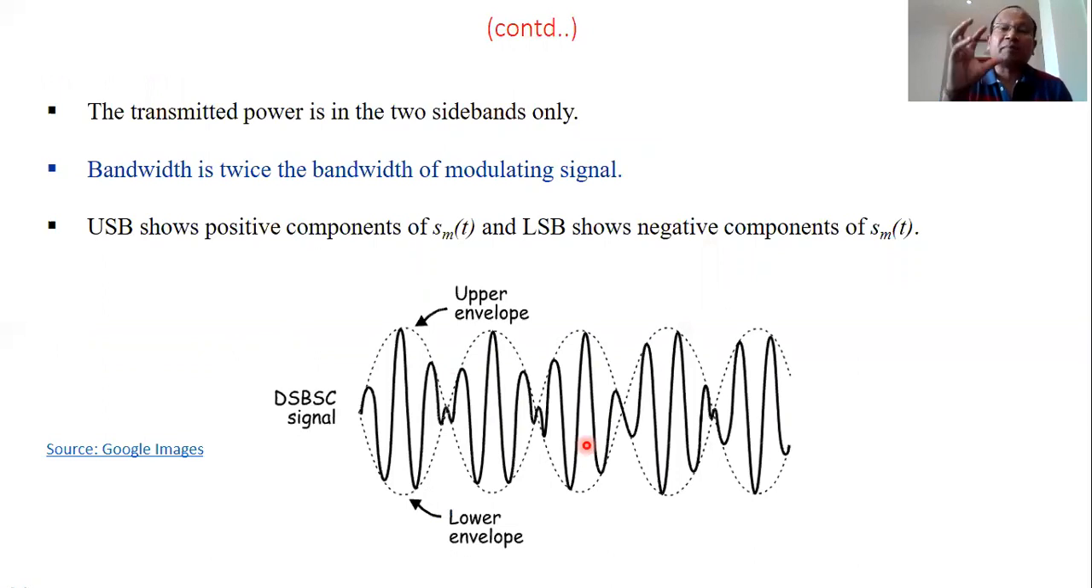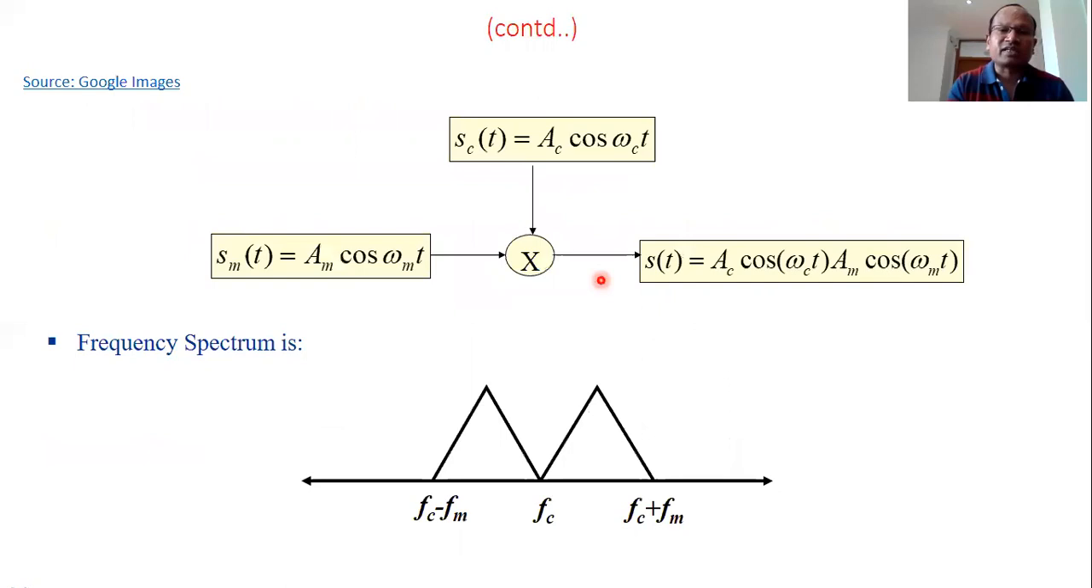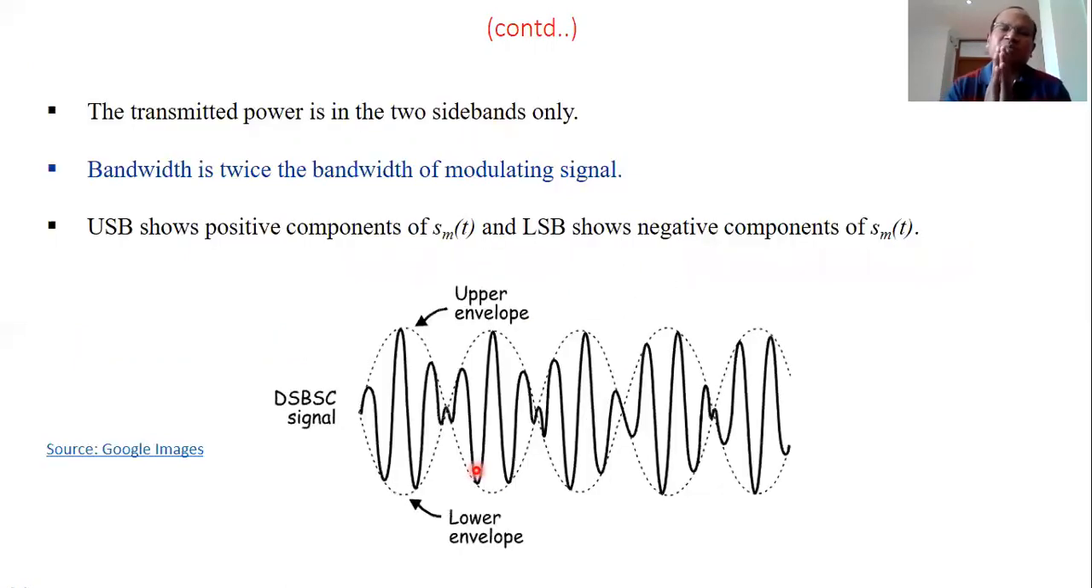So the bandwidth of the AM signal, what is the AM signal now? The bandwidth of the AM signal, meaning the bandwidth of the DSBSC signal, is twice the bandwidth of the modulating signal. Can you understand? See here, same bandwidth. But what is the original bandwidth of the message signal? If it is FM, then twice FM is the bandwidth of DSBSC.